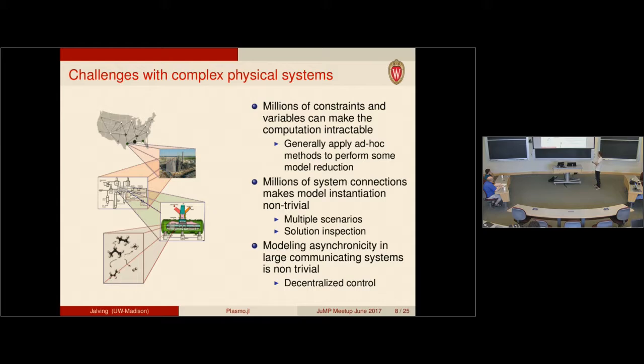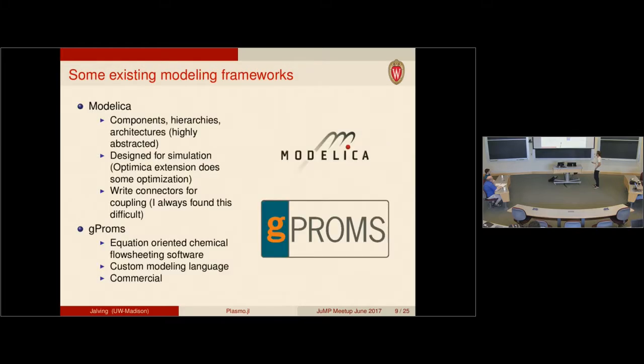Of course, we're also interested in modeling the asynchronicity in large communicating systems, especially in decentralized control applications. Again, we would like to have a framework where we can actually model that asynchronicity. What information are multiple players communicating with each other? Are they cooperating? How often are they exchanging information? And is that information necessarily always exchanged at the same time interval? We would like a way to actually express that.